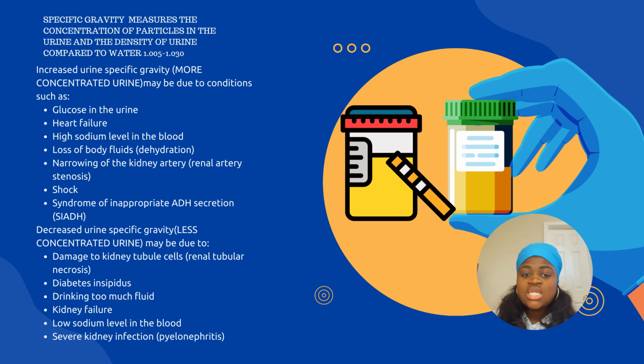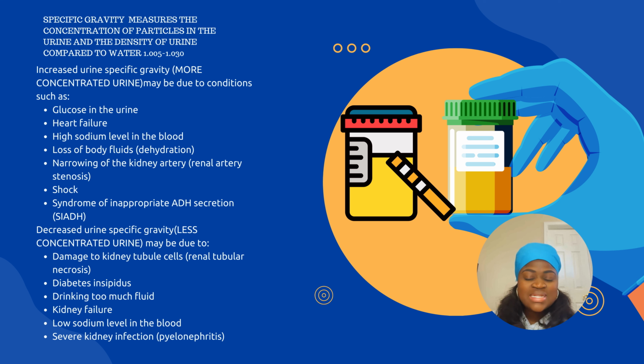So I wanted to talk a little bit about specific gravity. Specific gravity measures the concentration of particles in the urine, the density of urine compared to water. Again, the value for that is 1.005 to 1.030. When urine specific gravity is increased, the urine is more concentrated.